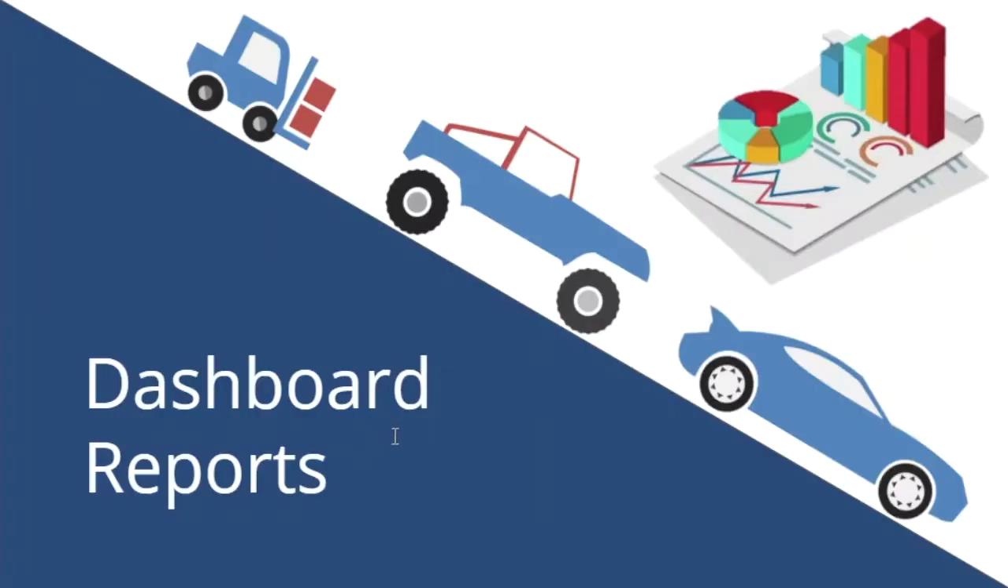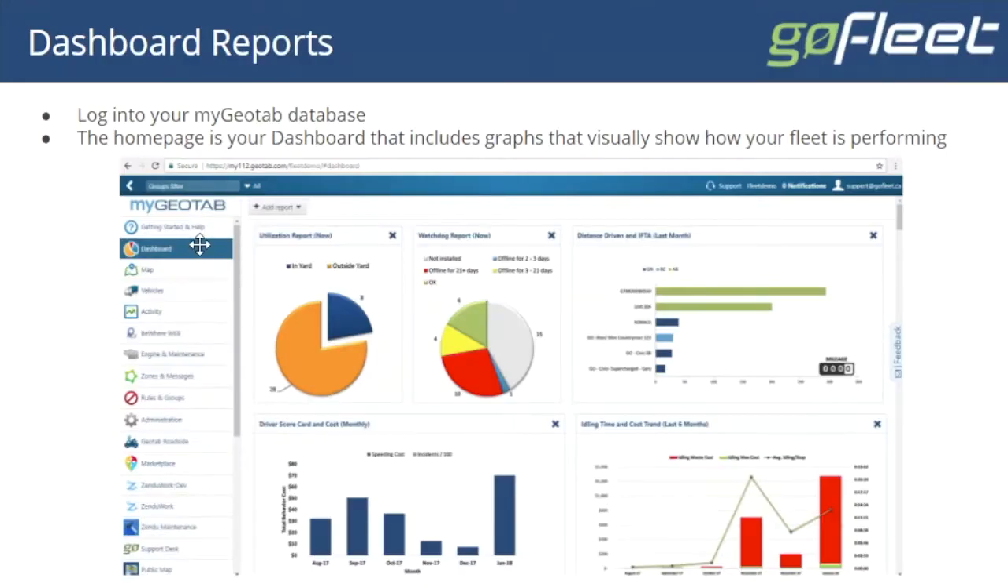Now on to dashboard reports. I will be going over some key dashboard reports that can help you manage your fleet better by utilizing the information displayed in order to cut down costs and improve driver behavior. When you log into your My GeoTab database, the first page that you see is your dashboard. That includes graphs that visually show you how your fleet is doing.